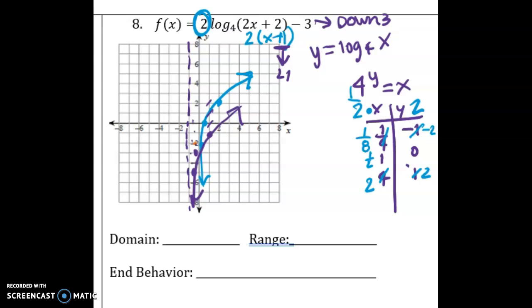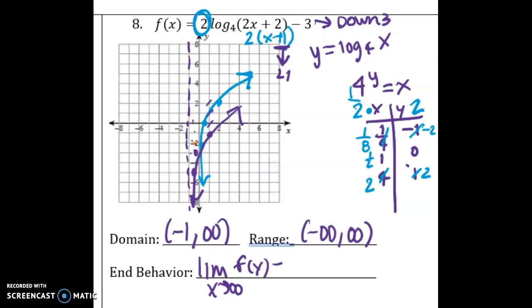Our domain this time is negative 1 to infinity. Our range is negative infinity to infinity. And our end behavior, the limit as x approaches infinity of f of x equals positive infinity, and the limit as x approaches the asymptote, which is negative 1 from the positive end, is negative infinity.